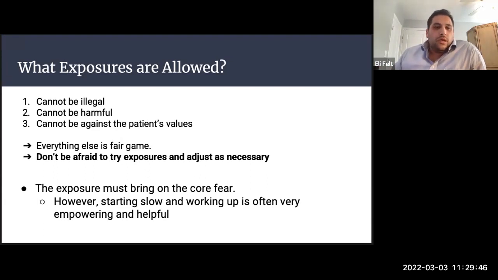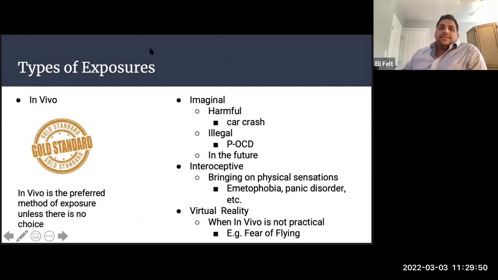Okay, and then we can move on to the next slide. This I really want to stress. I put a really pretty gold standard sticker here because I think in vivo exposures are the way to go. A lot of people who can't think of a good one or get afraid of them kind of veer off into the world of imaginal exposures and scripts and all these other forms of exposures, which may work, may not work, may be okay, but in vivo is certainly the way to go. And there are times for other stuff.